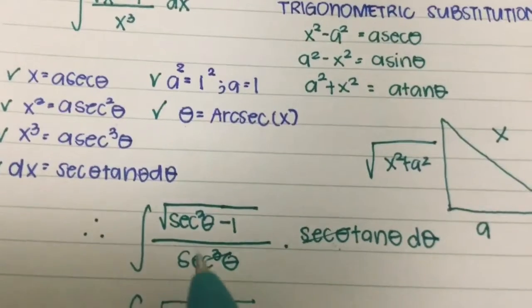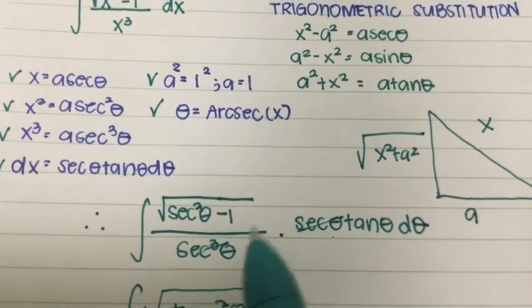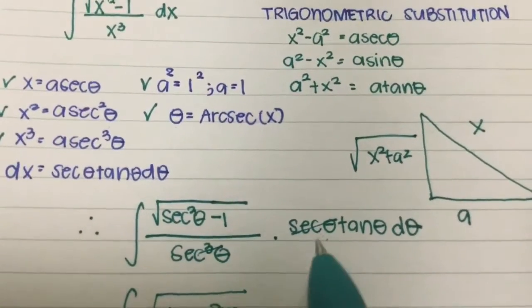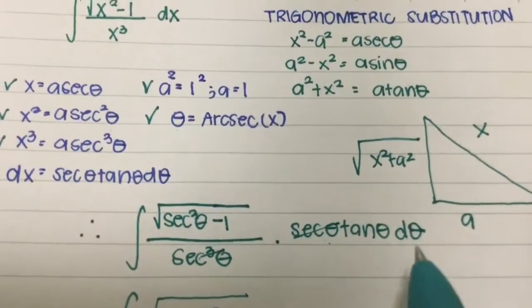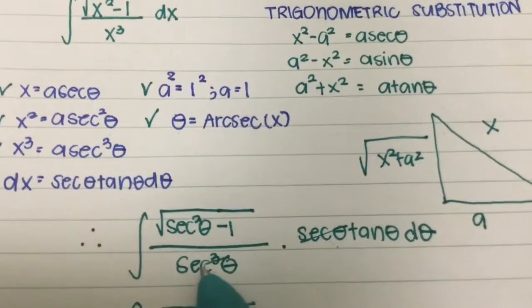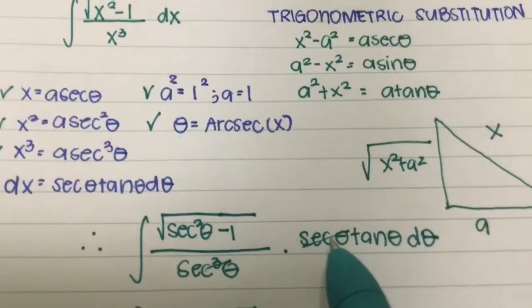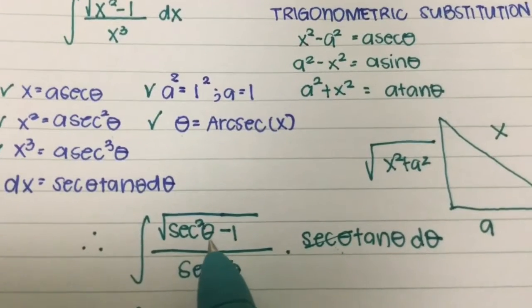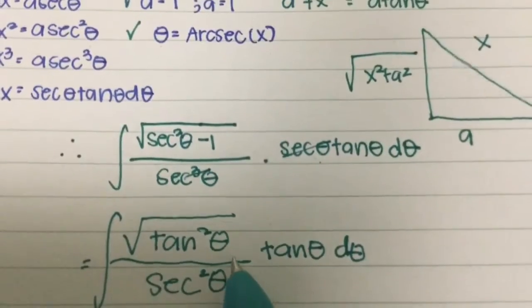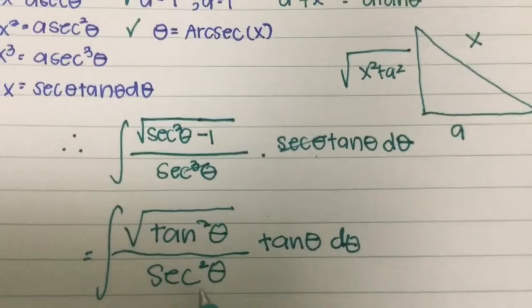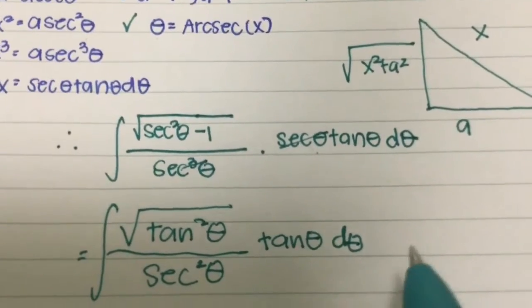Here we substitute our values, giving us square root of secant squared theta minus 1 over secant cube theta times the derivative of x, which is secant theta tan theta d theta. Here we could cancel out our like terms, secant cube theta and secant theta, and replace this with our trigonometric identity, which is tan squared theta over secant squared theta, since we canceled this out already, times tan theta d theta.